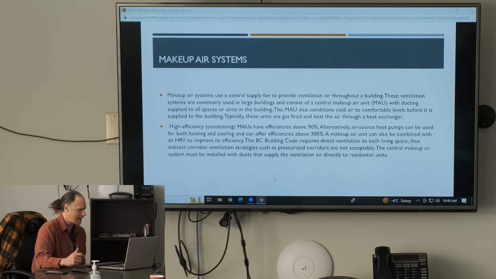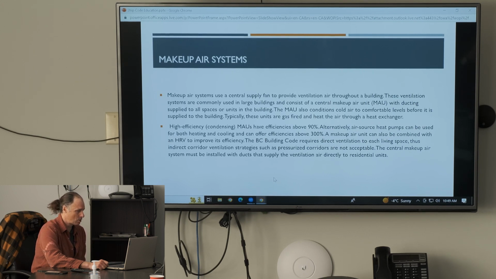Typically, these units are gas-fired and heat the air through a heat exchanger. High-efficiency condensing MAUs have efficiencies above 90%. Alternatively, air source heat pumps can be used for both heating and cooling and can offer efficiencies above 300%. A make-up air unit can also be combined with an HRV to improve its efficiency.